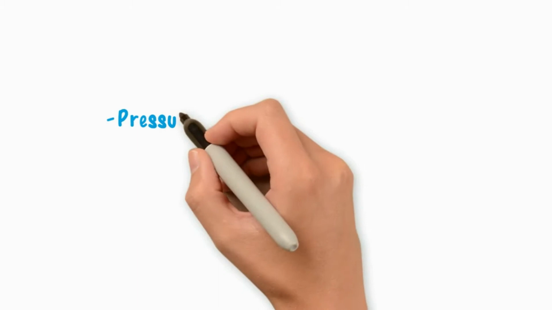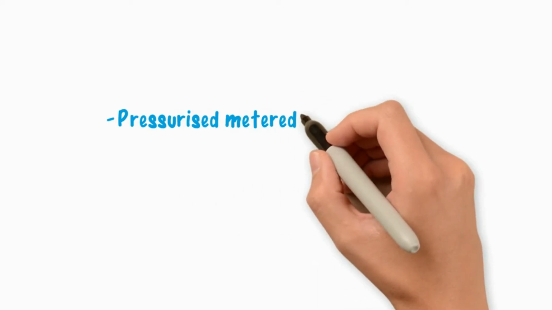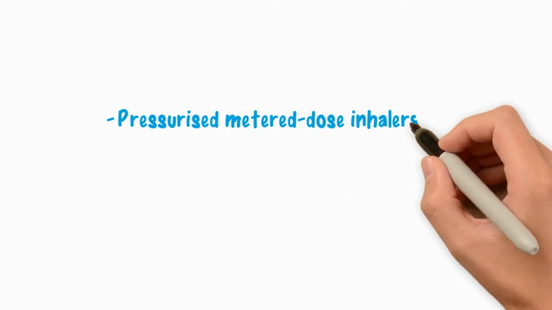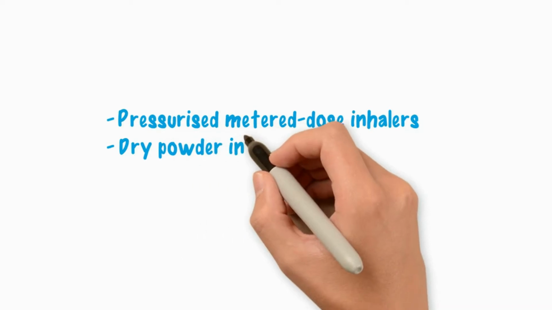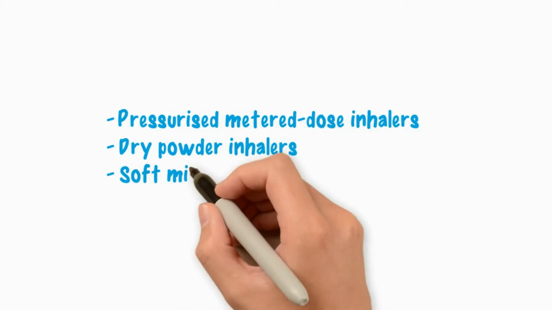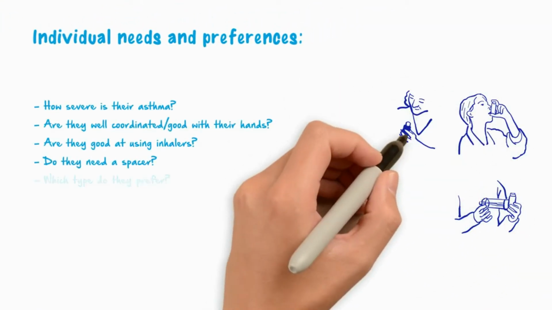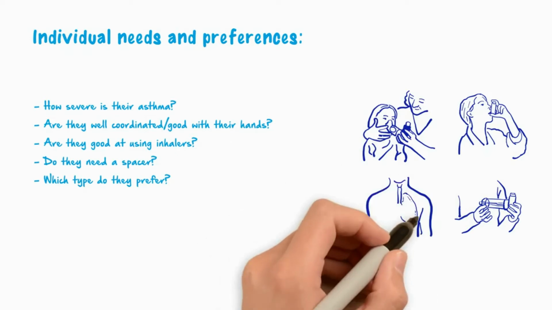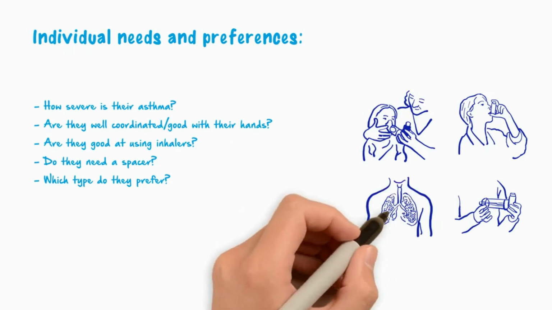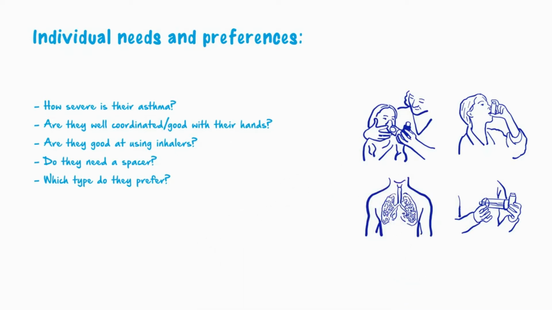A broad range of inhalers is available. The main types are pressurized metered dose inhalers, dry powder inhalers, and the soft mist inhaler. While there is no one ideal inhaler to suit all people with asthma, the range of options means that everyone can find one to match their own needs and preferences.